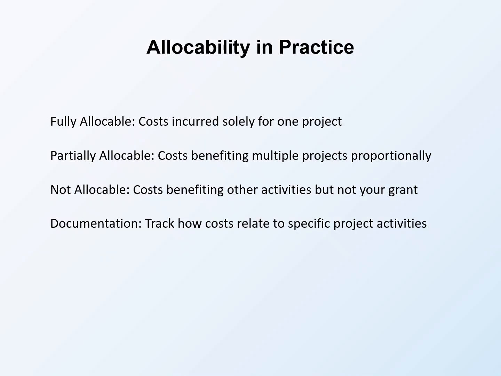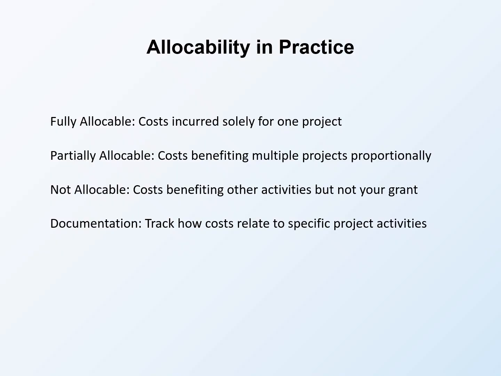Fully allocable costs are those incurred solely for one project. If you hire a research assistant who works exclusively on your grant, their entire salary is allocable. If you purchase equipment that will be used only for grant experiments, the full cost is allocable. The key is exclusivity. The cost serves only this grant.